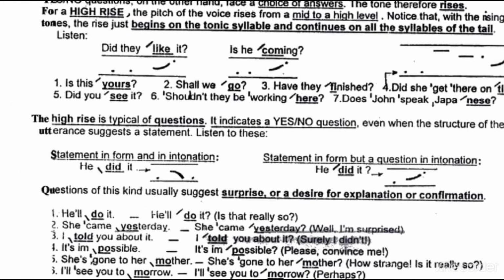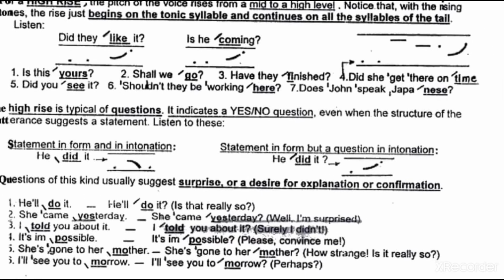We practice those examples together. The first example, number 1, is this yours? Is this yours? So we use the high rise. Number 2, shall we go? Number 3, have they finished? Have they finished? Number 4, did she get there on time?